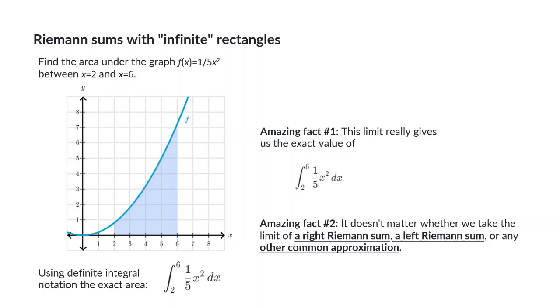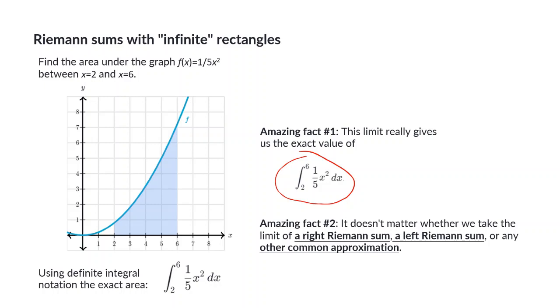If we really do all of those things, we will find out that it is equal to the integral from 2 to 6 of 1/5 x squared dx. And it doesn't matter whether you use a right Riemann sum, a left Riemann sum, or any common approximation like the trapezoid rule we've learned earlier. It will end up with the same result, which is the integral from 2 to 6 of 1/5 x squared dx.